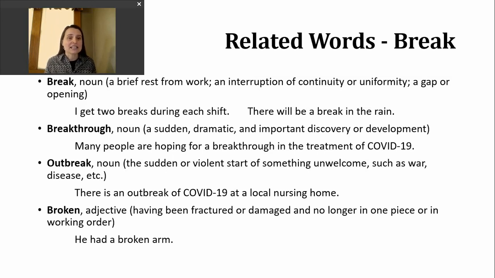You're going to see in my example sentence here, I have a broken arm. So that signals to me that it's being used as an adjective to describe the noun that follows. So broken just means having been fractured, damaged, something that's no longer in one piece, or something that's no longer working. And that is my example sentence there. He had a broken arm.